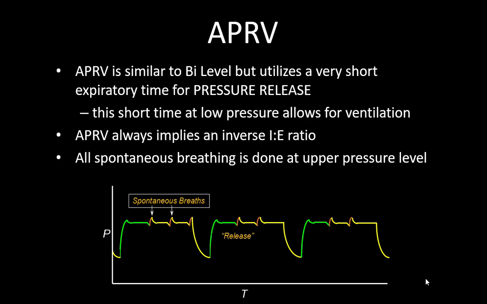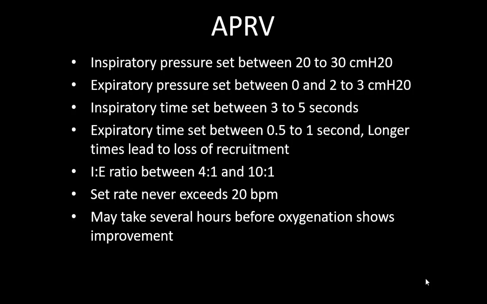APRV is similar to bilevel but utilizes a very short expiratory time, which is called pressure release. This short time at low pressure allows for CO2 removal, as we already discussed. It always implies an inverse ratio ventilation. So inspiratory time is quite long, and expiratory time is very short because it's a very brief release. All spontaneous breathing is done at the upper pressure only, because this release is so small that no patient can breathe spontaneously in this phase.